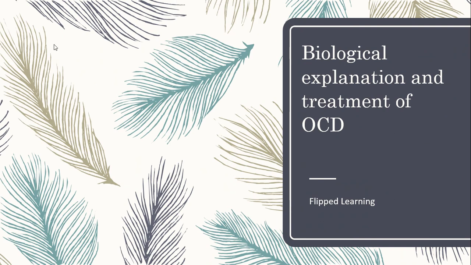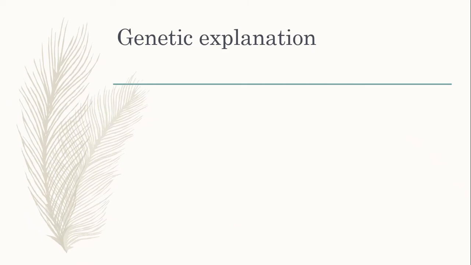If we start with looking at the biological explanations, some elements of this aren't new to you. Hopefully you'll be familiar with some of the things. However, they do ask for genetic and neural explanations of OCD. So the genetic ones, the genes that potentially cause OCD. We call it polygenetic, so more than one gene is involved in the process.